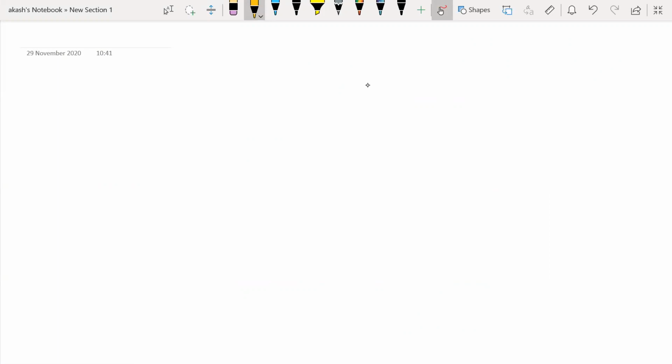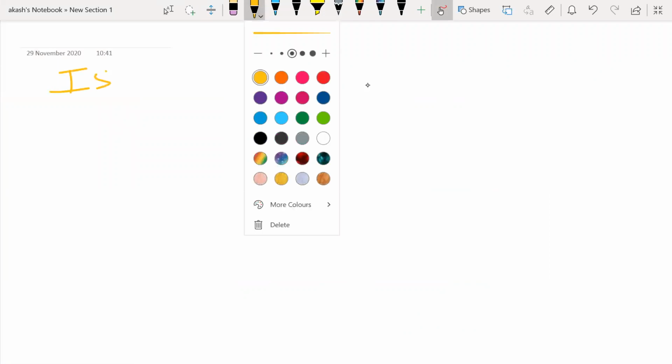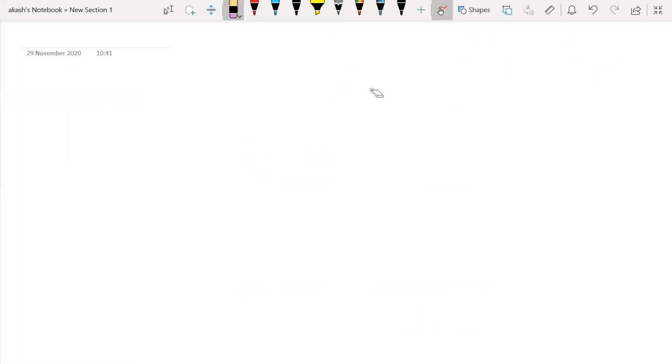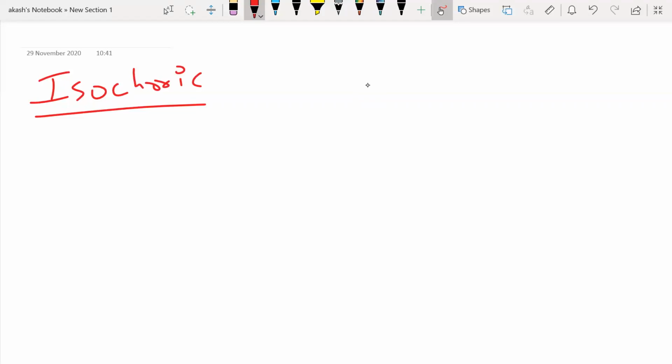So let me take an isochoric process. I don't like the color of the pen, I will go to red. Right. So if I take an isochoric process, it is going to be a constant volume process. That means the volume of the gas is not changed. It's a sealed container. The gas cannot expand, the gas cannot undergo compression, nothing can happen, right?